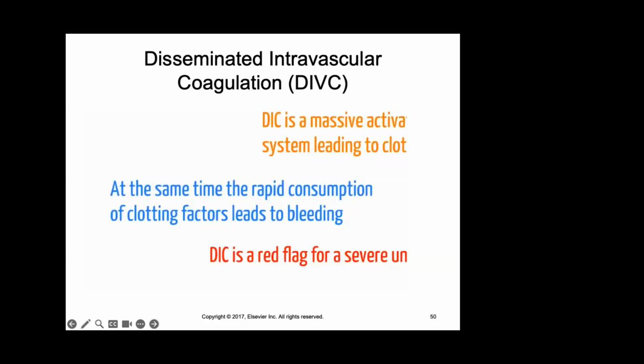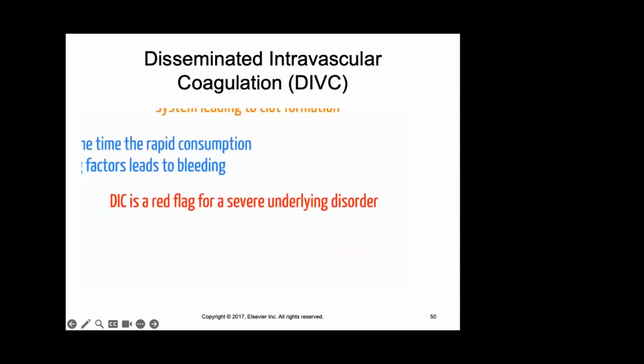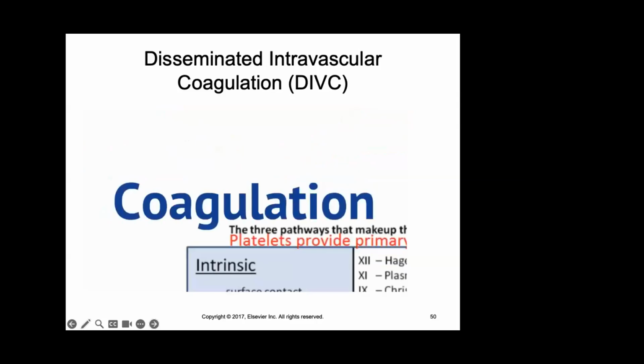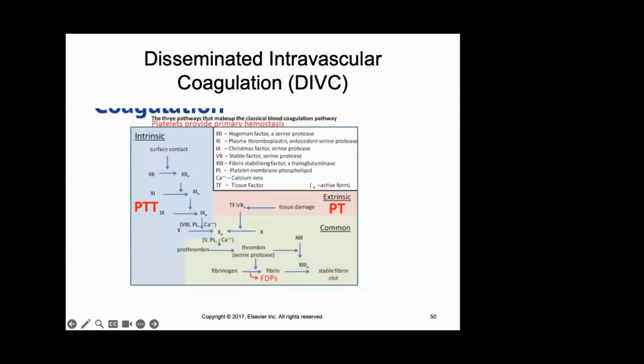So DIC is not only characterized by clot formation, but also by excessive bleeding. In patients who do have DIC, this is a red flag for a severe underlying disorder. DIC is never a primary diagnosis, but a secondary diagnosis. Before talking about the specifics of DIC, let's talk about coagulation. Coagulation is split up into primary hemostasis and secondary hemostasis.